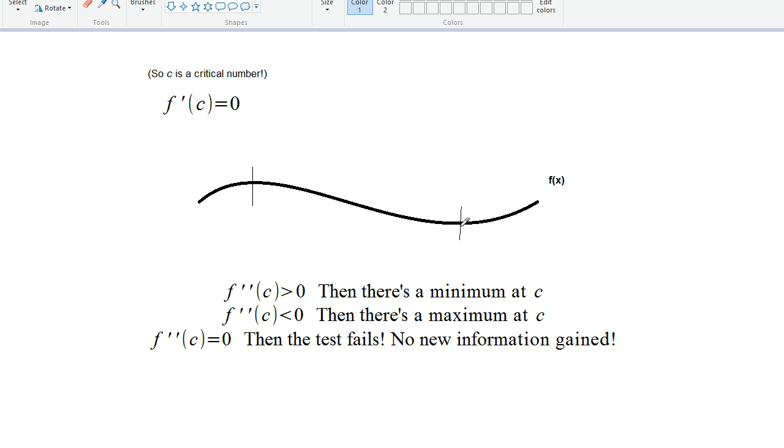So what that means is at this point, the slope, as you can see, is getting bigger, right? So the second derivative is increasing. Therefore, there must be a minimum at this point. So the curve, in fact, looks a little bit like this, because you can see that the slope is constantly increasing. However, if the second derivative is less than 0, then there must be a relative maximum at c.